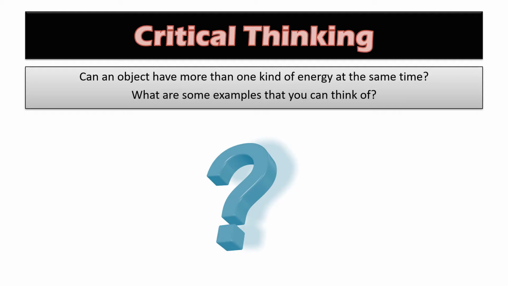So, critical thinking. Can an object have more than one kind of energy at the same time? What are some examples that you can think of? Pause the video and think of an example where you could have more than one type of energy at the same time. Pause the video. Think about it. I have two examples that I can think about right now.